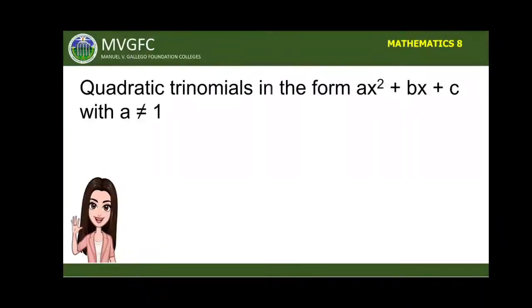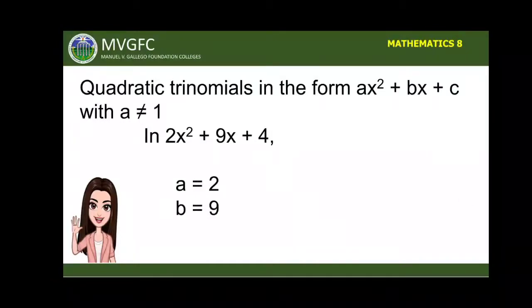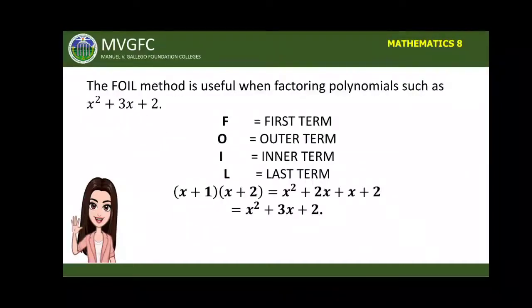So quadratic trinomials in the form ax²+bx+c with a not equal to 1. For example, we have here 2x² plus 9x plus 4. The value of a is simply 2, the value of b is simply 9, and the value of c is equal to 4.